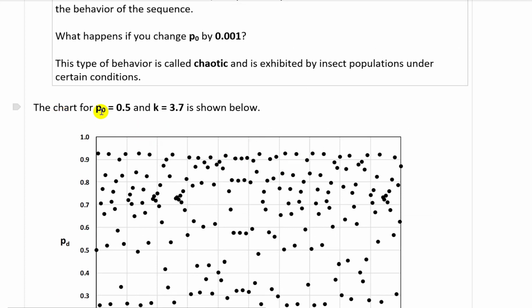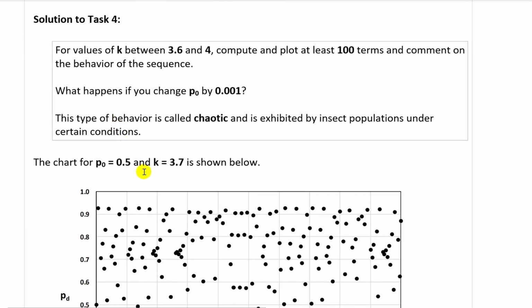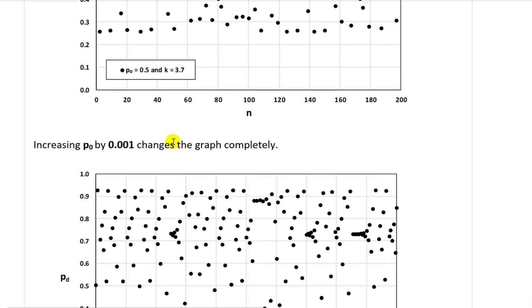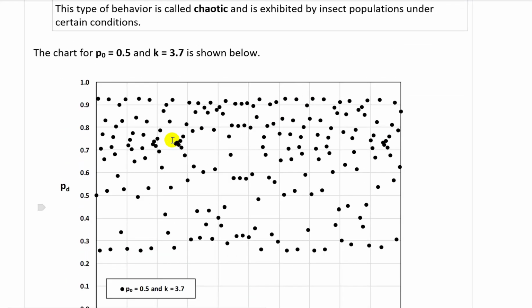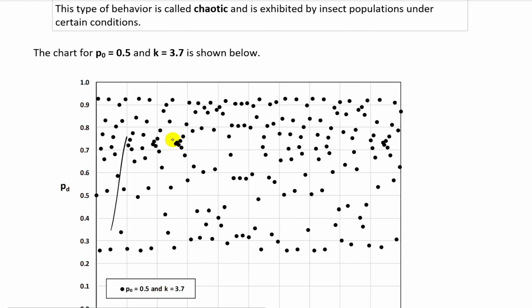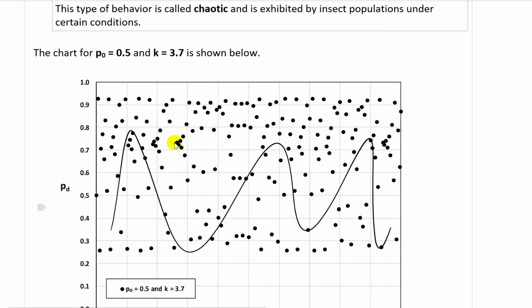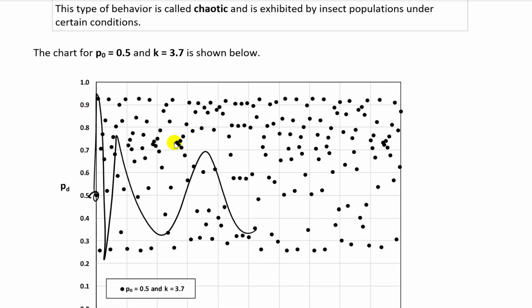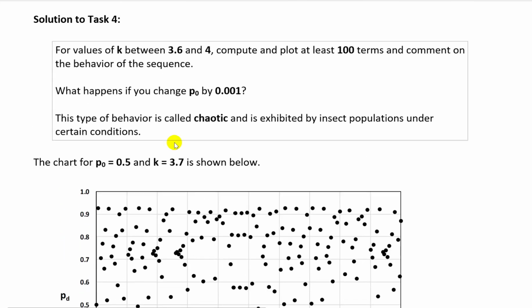So here is the chart for an initial population of 0.5 and k is 3.7, so we're going to even higher k values, and then we'll see what happens when you increase by 0.001. So here's the chart, and it shows below, and it's pretty chaotic. You have the populations going essentially everywhere as you get larger and larger. You start off with 0.5, and it goes up like this, and the table for it is all in the Excel sheet. So, yeah, very fascinating.